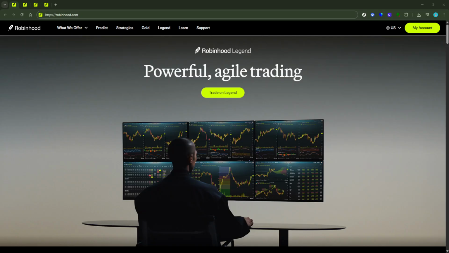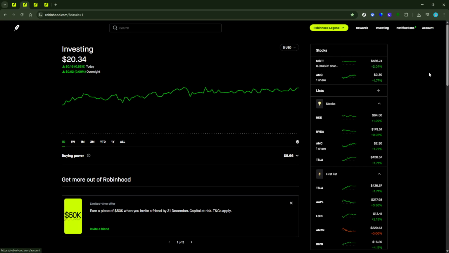To begin, navigate to the Robinhood website and log into your account using your credentials. It's important to make sure you're logging in through a secure internet connection and that you never share your login details with anyone else. Once you're logged in, you'll want to check that your account is eligible for day trading.